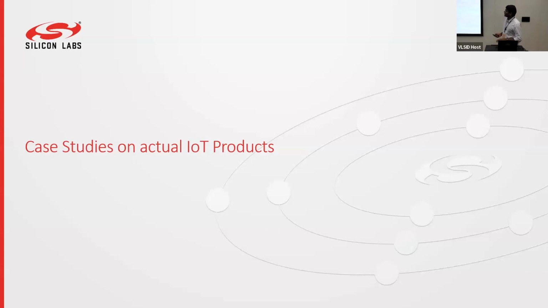Now we'll go through some case studies of how customers have implemented their products for battery life. Our main focus and interest is on extending the battery life. Every IoT product should have more battery life, so that consumers or whoever is using it benefit from it. They don't need to charge very often.